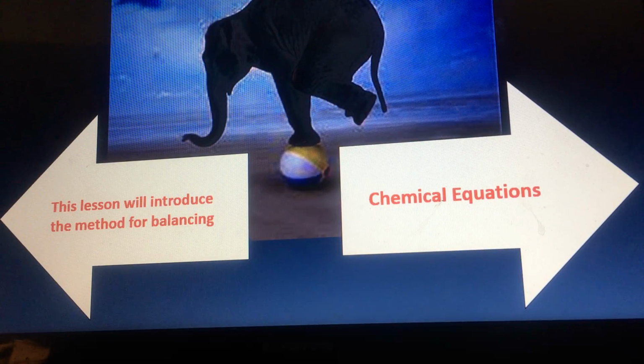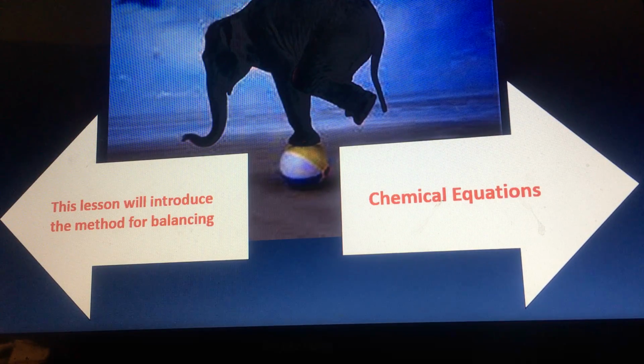So this lesson is going to introduce the method for balancing chemical equations. Can anyone remind me what a chemical equation represents? Maddie? That's right, it's the representation of a chemical reaction. And what exactly is represented on each side of the equation? Luis? Yeah, the reactant is on the left and the product or products are on the right.